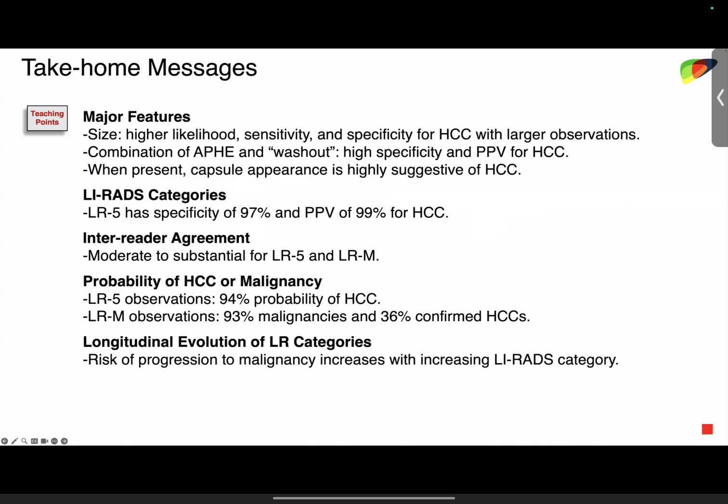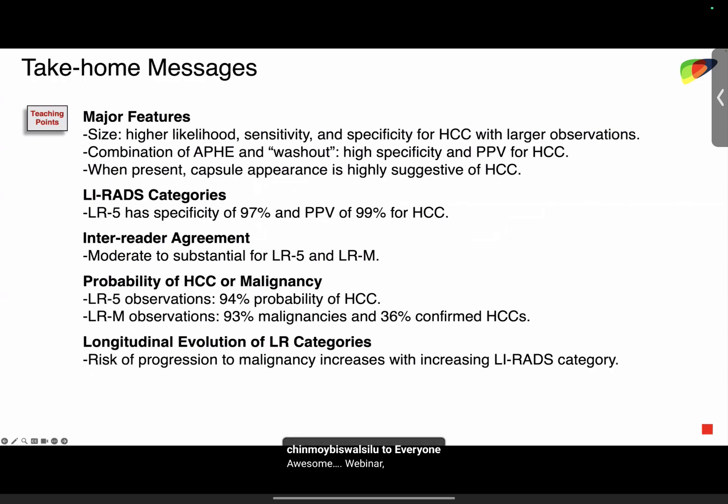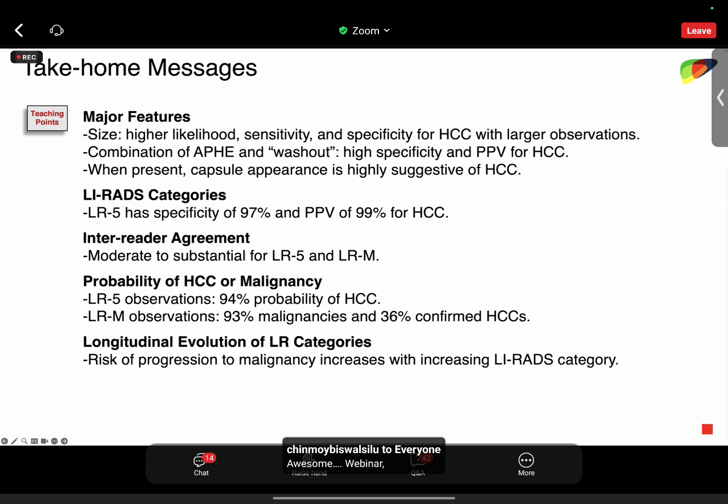This is my final slide, which summarizes the major features. Size has higher sensitivity and specificity for HCC with larger observations. The combination of AFI and washout provides very high specificity and PPV for HCC. When present, capsule occurrence is highly suggestive of HCC. We know that the LI-RADS 5 category has very high specificity and near perfect positive predictive value for HCC.